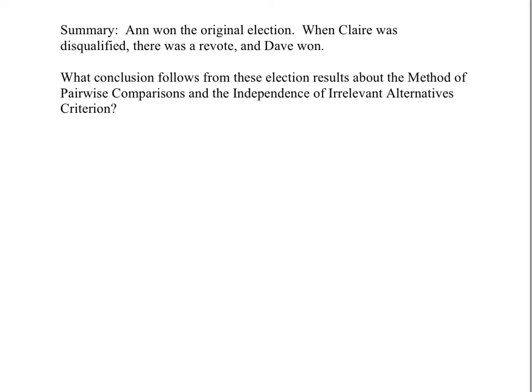So what just happened? Here's the summary. Anne won the original election. Then Claire, who was not the winner of the original election, she lost the original election, but she was disqualified, and then because Claire was no longer around, suddenly Dave becomes the winner, and Anne loses. So what conclusion follows from these results about the method of pairwise comparisons and the independence of irrelevant alternatives criterion?